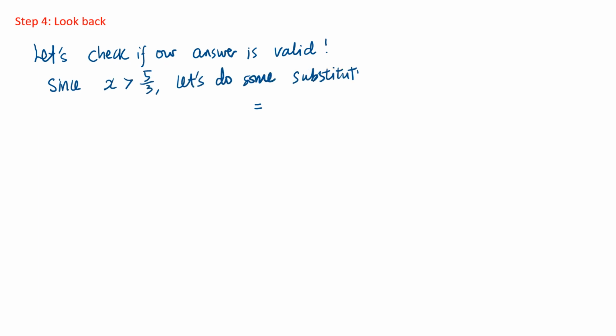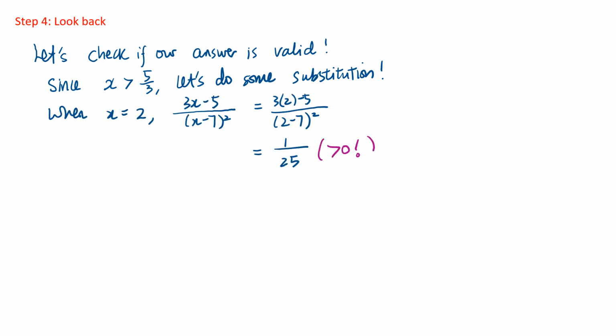Since x is more than 5/3, we're going to choose some values that are more than 5/3 and some less than 5/3, and do some substitution. The first value I'm going to use is x equals 2, because 2 is clearly more than 5/3. If you substitute into the fractional inequality given, you will end up getting 1/25, and 1/25 is clearly more than 0. So x equals 2 is a valid number to use.